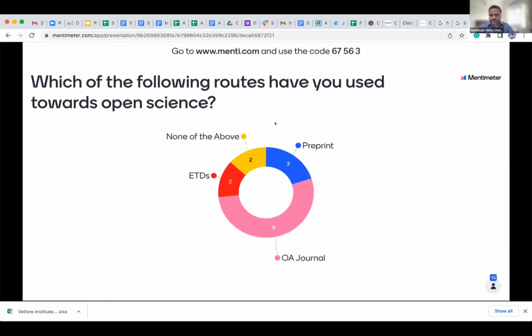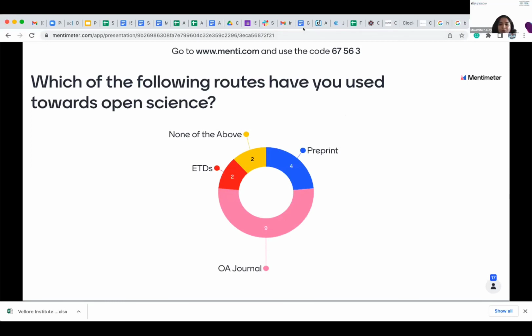Okay, I think a very expected pattern here, with most of the responses coming for open access journal, then for preprint. I'll be very curious to know from the people who have used ETD how their experience has been. Would you please want to share, people who have selected ETD as the option? How was your experience?